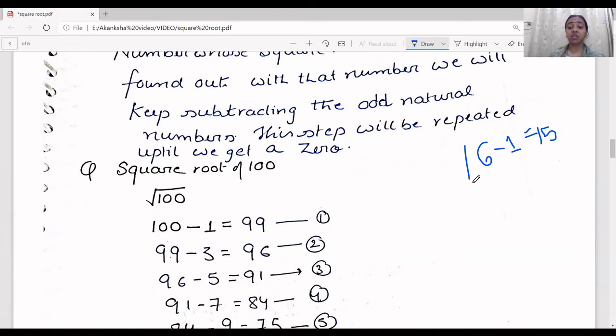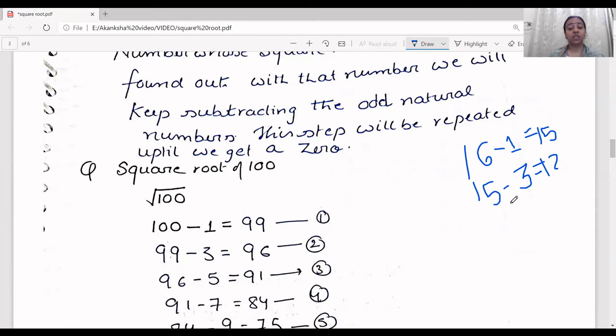Now moving ahead to the next thing that I will be subtracting from. Remember, subtraction will be done from the earlier subtraction value. So the subtracted value was 15. Now we'll be subtracting the next odd natural number. The next odd natural number after 1 is 3. So 15 minus 3. 15 minus 3 is going to give me how much? It's going to give me 12.